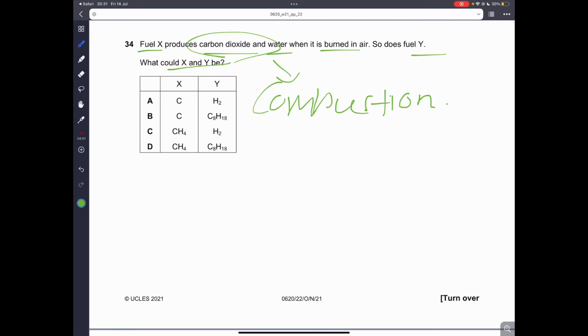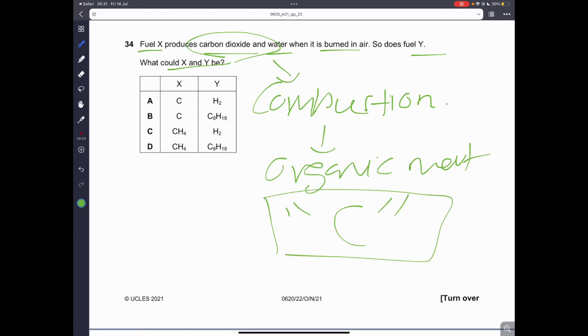So, X could be every organic material, right? Combustion occurs for every organic material. And remember, every organic material has a carbon atom in it. So the answer can only be D. It cannot be hydrogen. So it can only be B, D.